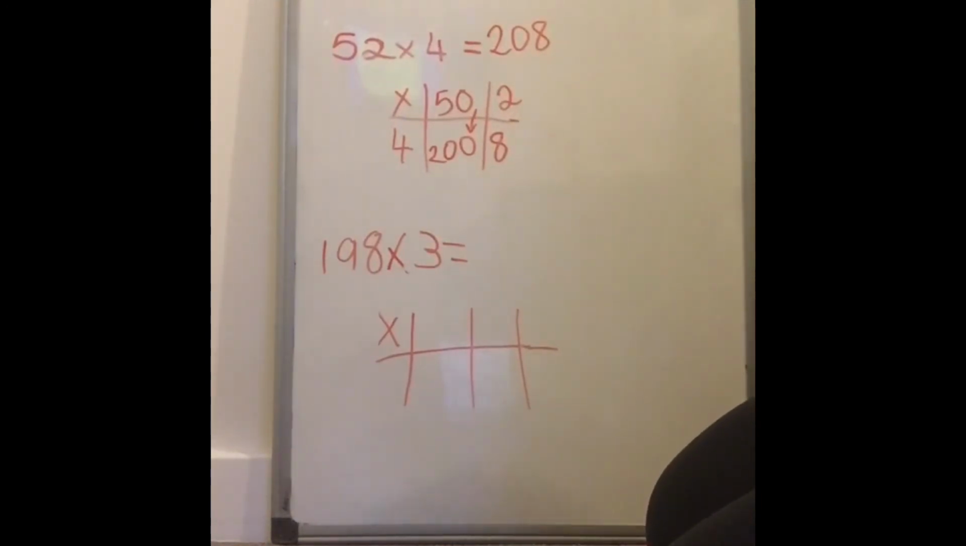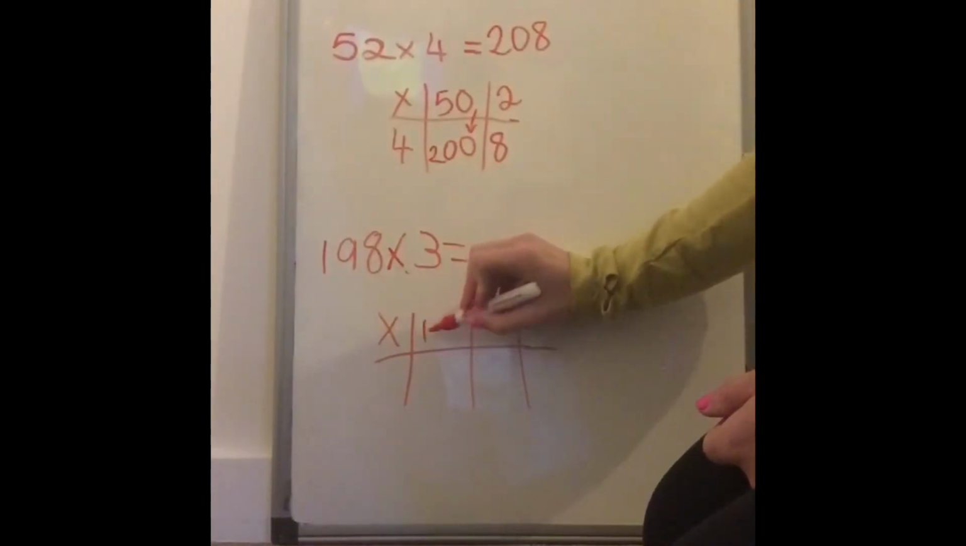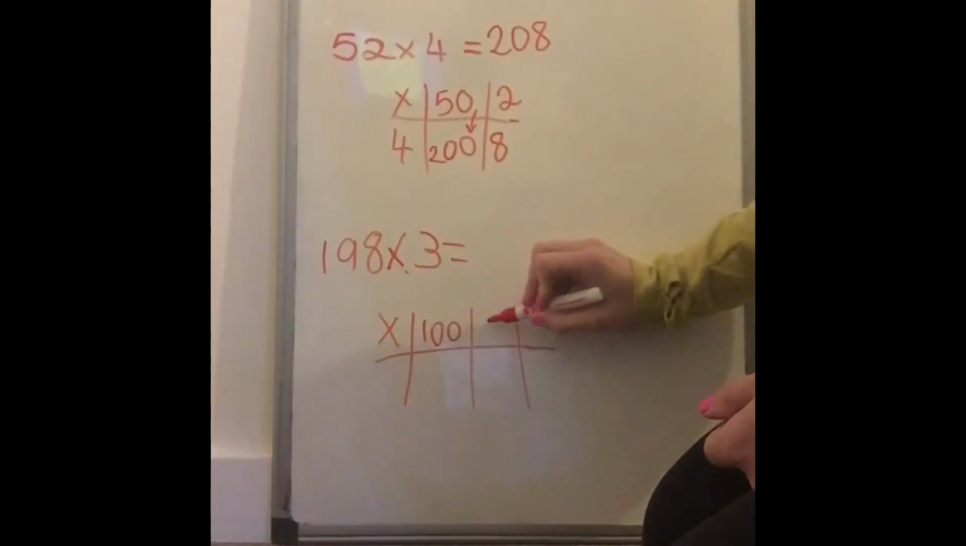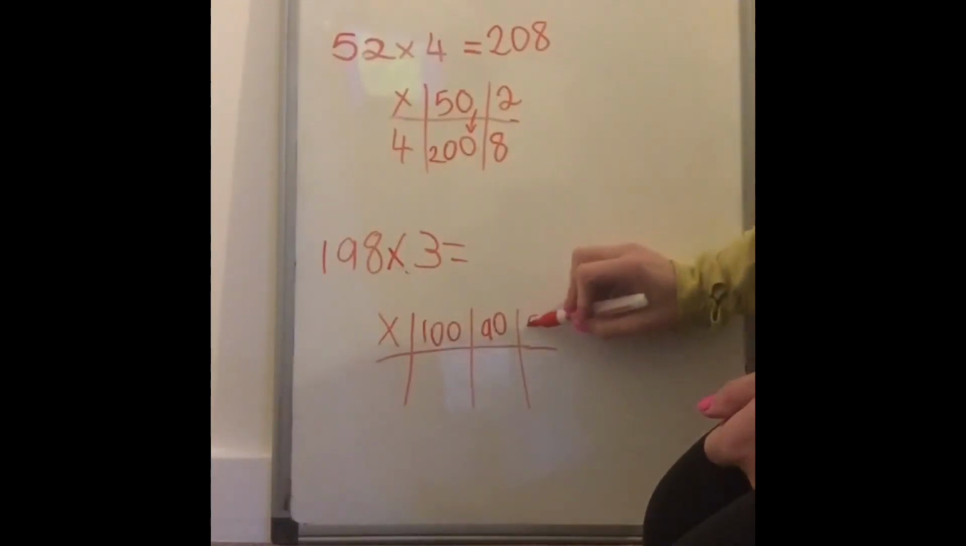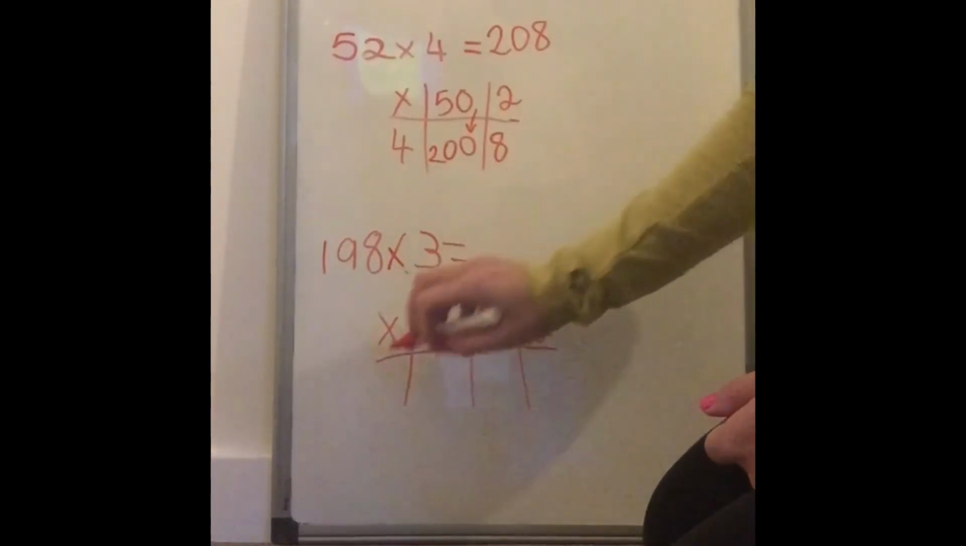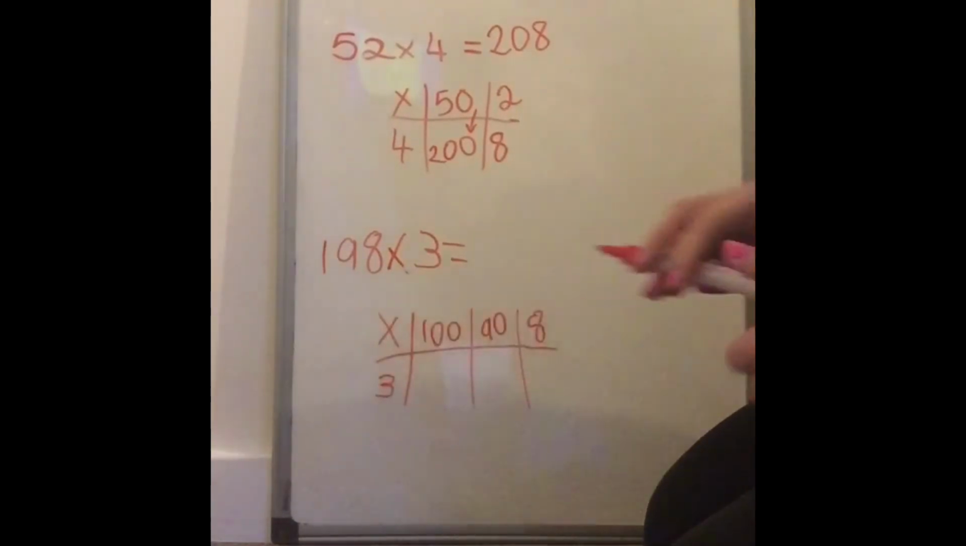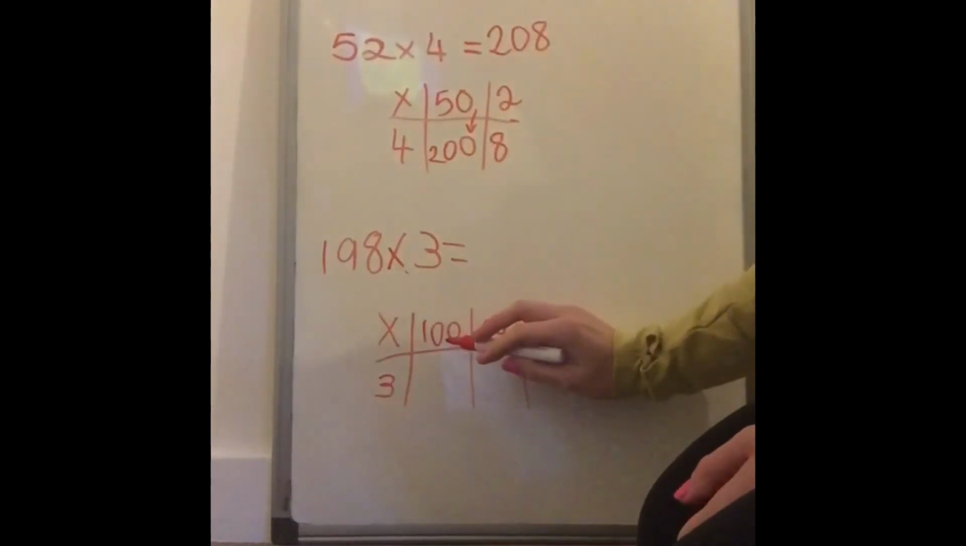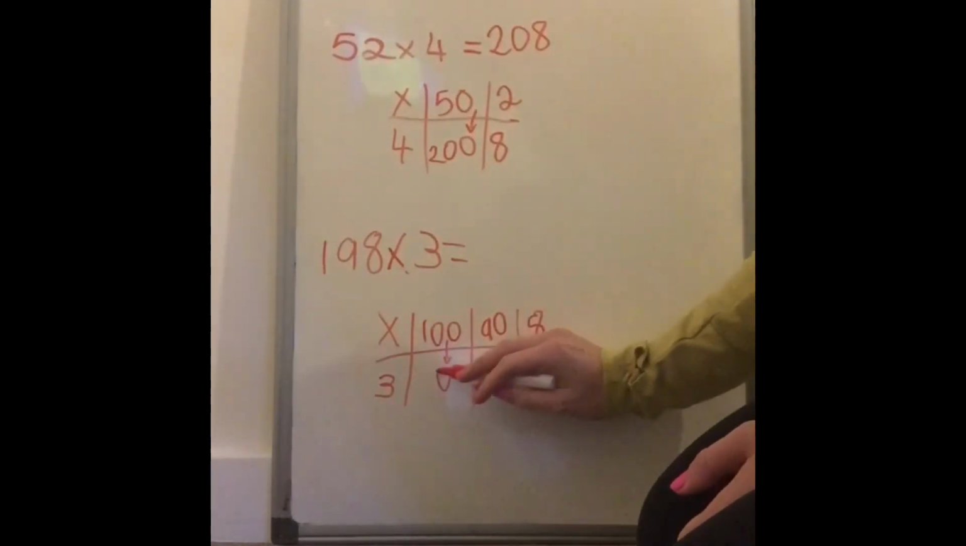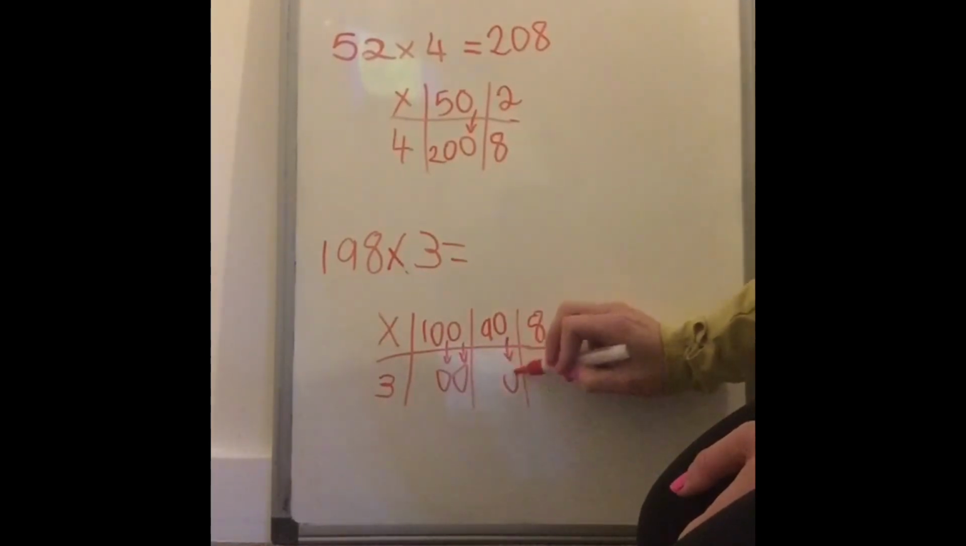It is the same thing whether it's a 3-digit number or a 2-digit number. We still start by partitioning. So we're going to have 100, 90 and 8. And we are timesing by 3. So I'm going to pop our 3 down here. We're going to do our secret 0 step now. And if you've got 2 zeros, you have to bring 2 zeros down. If you've got 1 zero, bring 1 zero down.